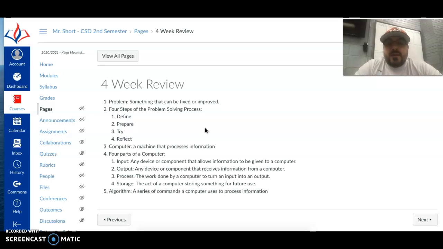Now, these are the key things that we learned from the first four weeks of class. This is just a snapshot of it. I would go back and review through those first four modules in preparing for our quiz this week.